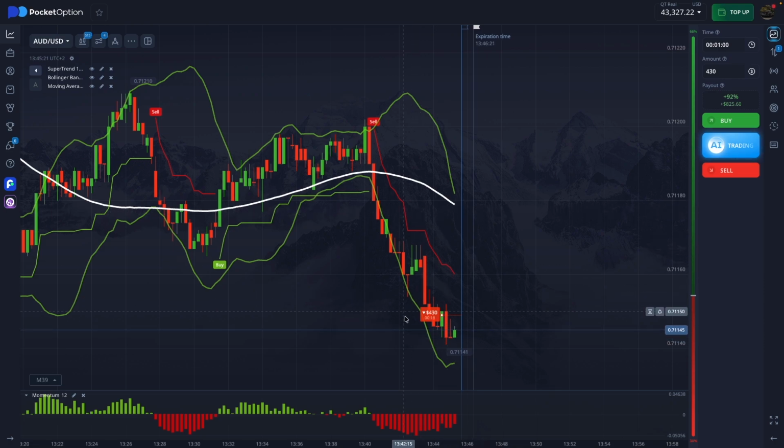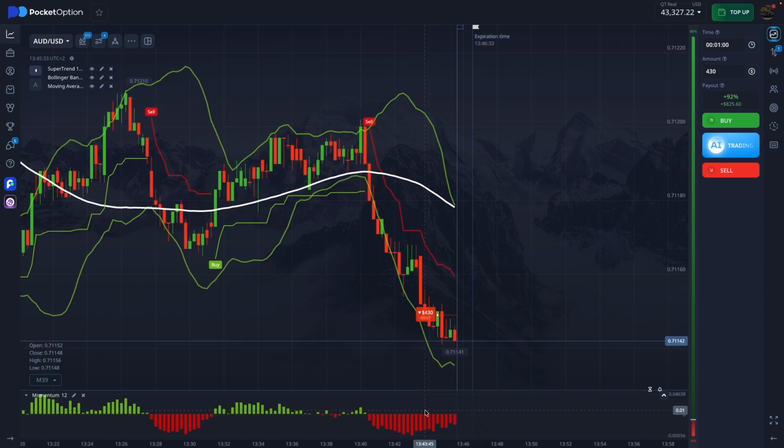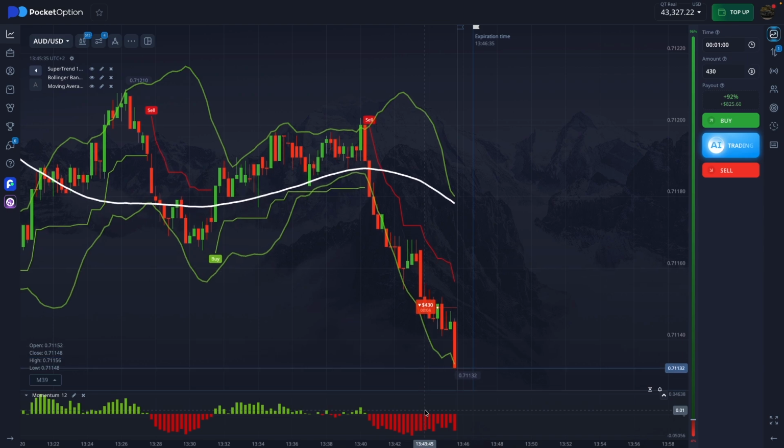Then I looked at the momentum indicator, and in order to enter a down trade, I need red bars to appear on this indicator right now, and they must be below the 0 mark. And this condition was also met. And the last condition I pay attention to.